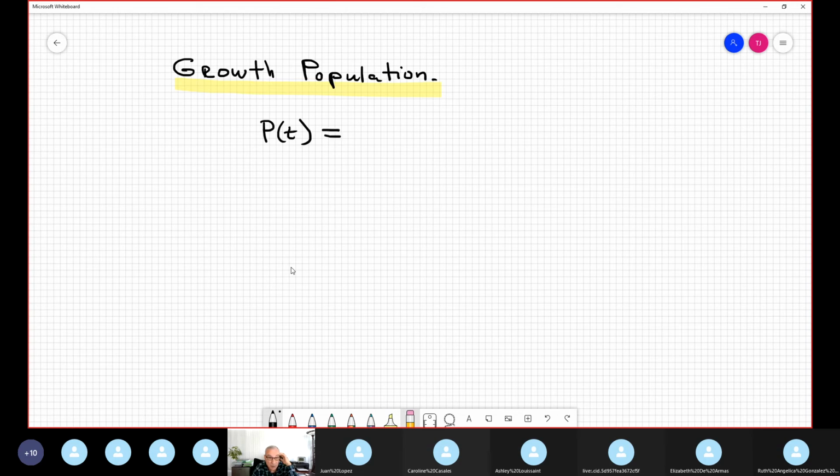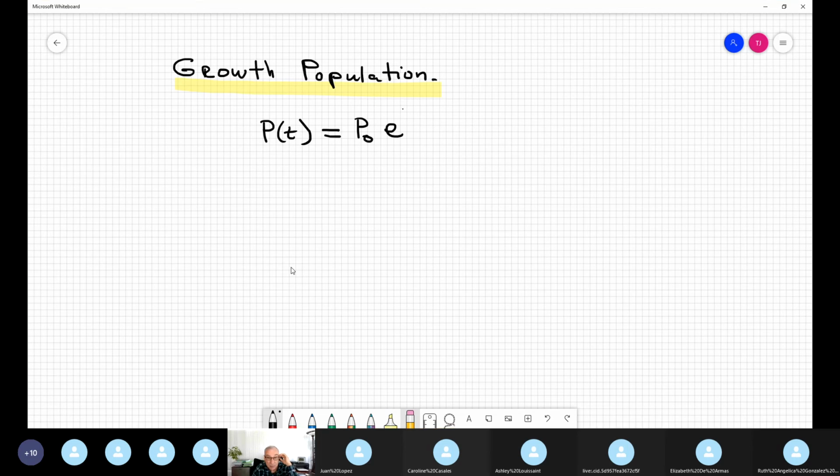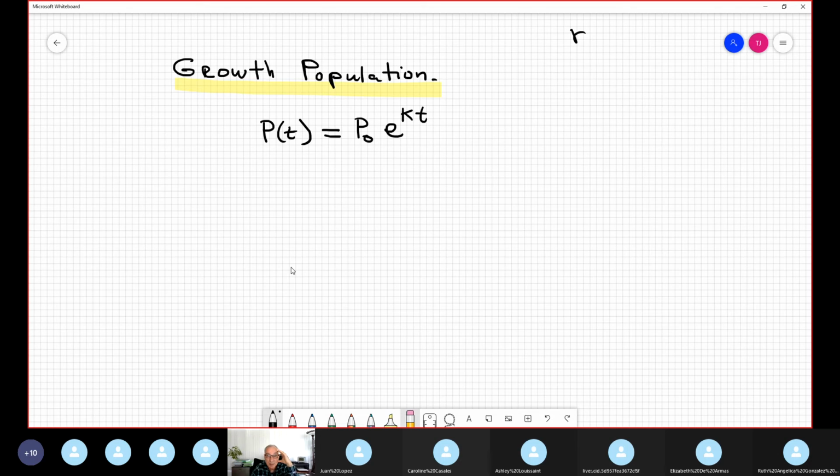In this case, no money, it is the amount of bacteria or insects: P null e to the KT. I changed the letter, no R anymore. In money it is R, the interest rate. In biology, R is K, but it's the same idea. It's the rate of change. In this case, it is an increase.